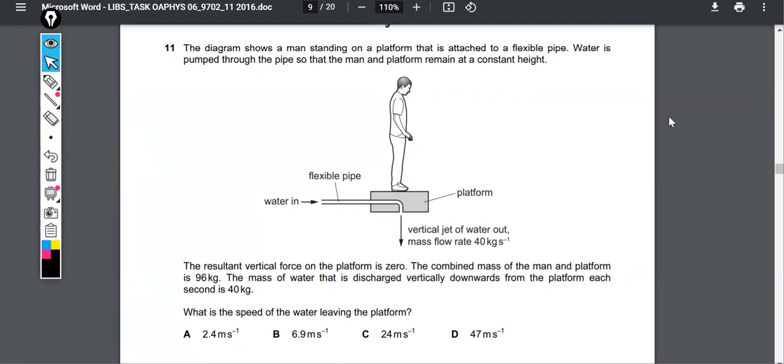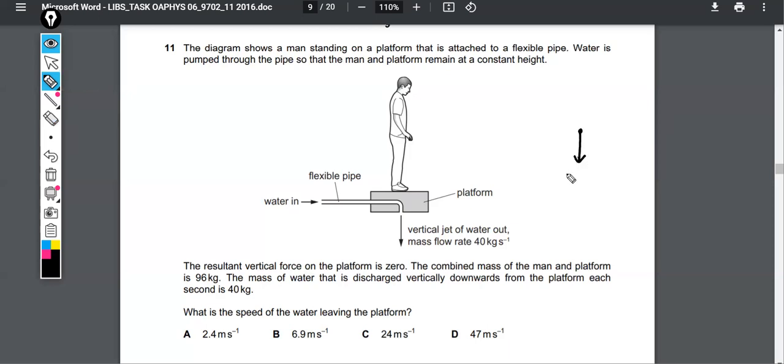The combined mass of the man and platform is given, 96 kilograms. The mass of water that is discharged vertically downwards from the platform each second is 40 kilograms, so 40 kilograms per second. All right, so the very first thing that I would do here is calculate the weight of the platform and man. So I'll draw it over here.